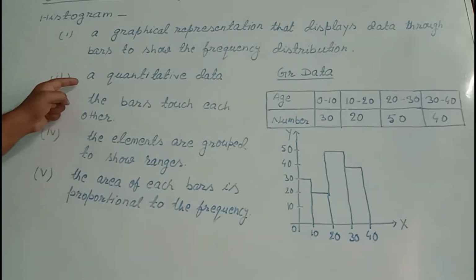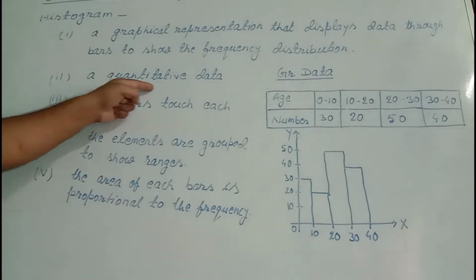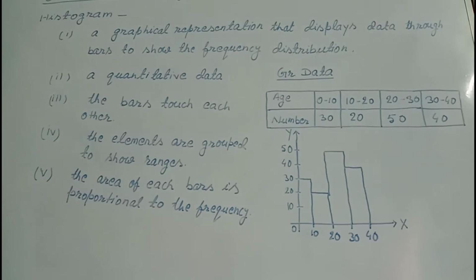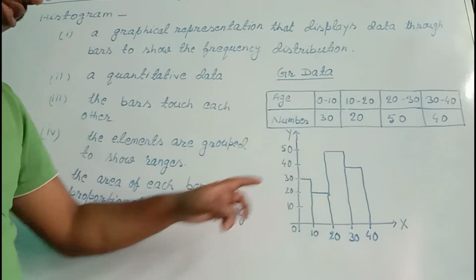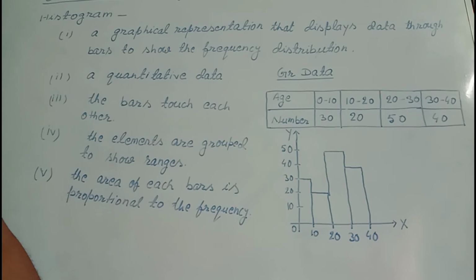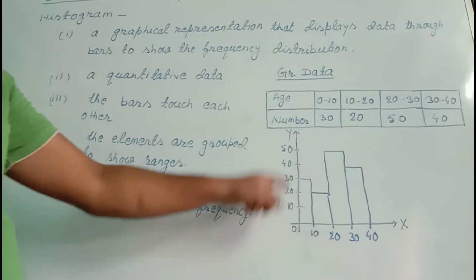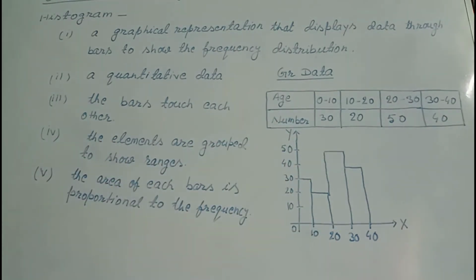Now, the second feature is that histogram is quantitative data. We say histogram is quantitative data because on both the axes, x-axis and y-axis, the numbers are displayed. Since the numbers are displayed on both the axes, therefore histogram is quantitative data.